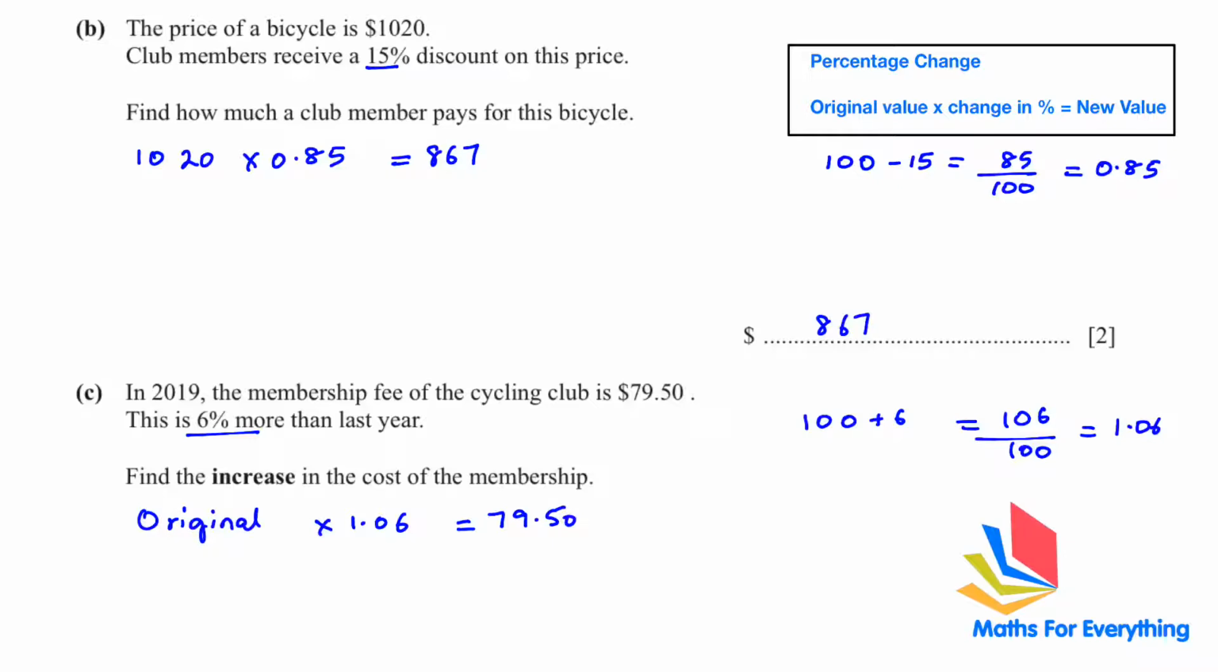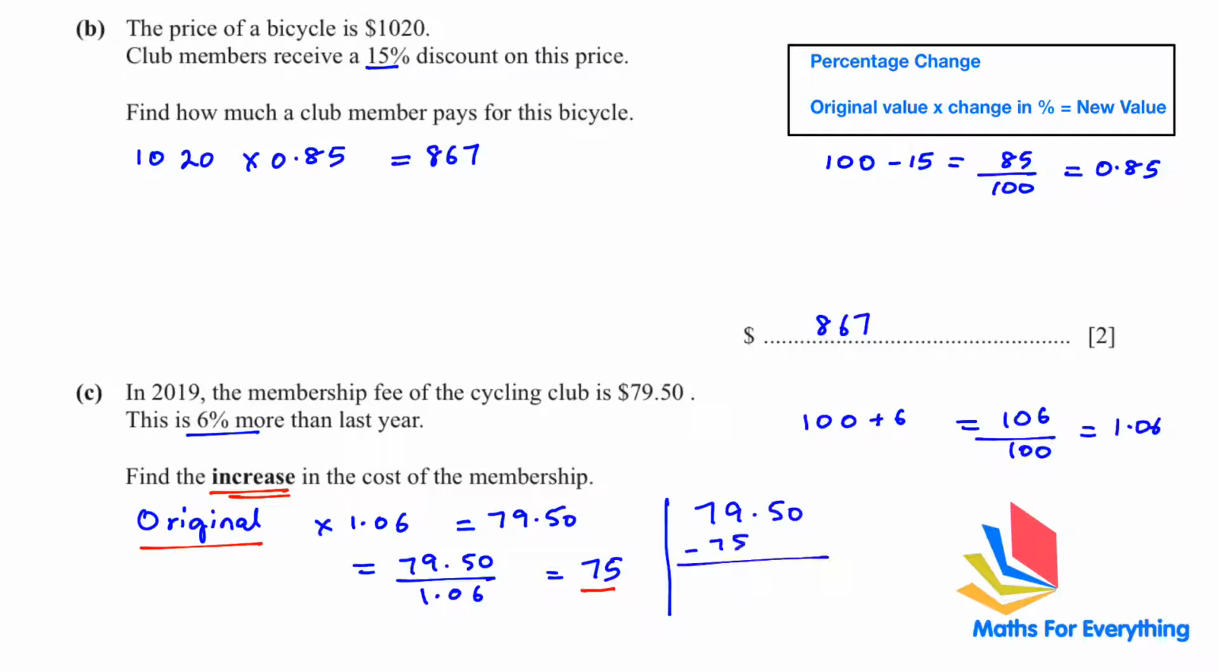Now, to find this, we are going to divide 79.50 by 1.06. This will give us 75. So $75 was our original value. But they are asking to find the increase in the cost. And for that, we are going to subtract 75 from 79.5. That will give us $4.5. So this is the answer.